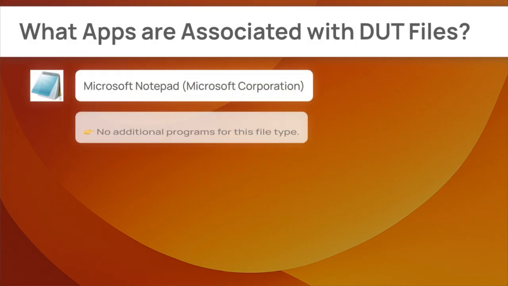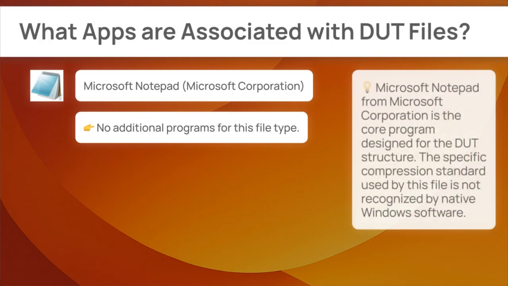Essential file access for DUT relies upon the utility Microsoft Notepad from Microsoft Corporation. The specific compression standard used by this file is not recognized by native Windows software. Windows gives a simple file-level view, but understanding the data requires specialized software.